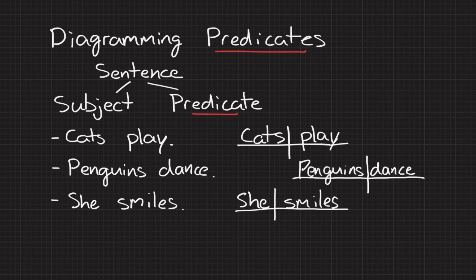We have some very simple two-word sentence examples. What's the subject? Cats. That means the predicate is everything else, which in this case is play. What's the subject? Penguins. What are they doing? Dancing. Dance is everything that is not the subject. Who is smiling? She is the subject, and smiles is the predicate.